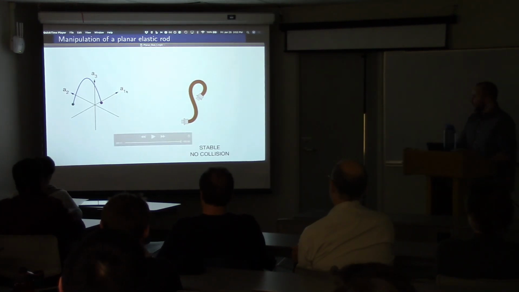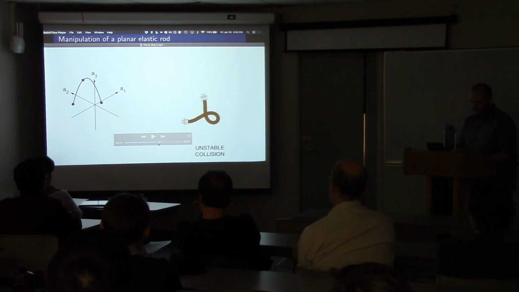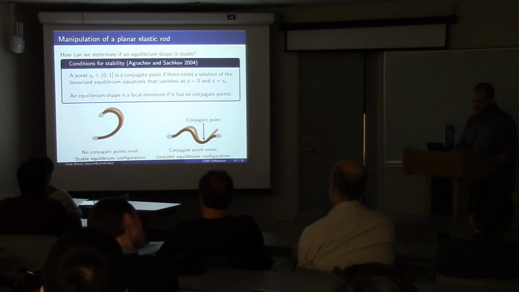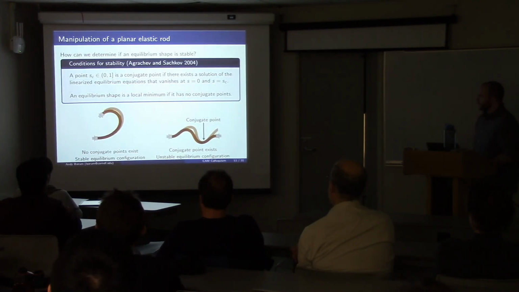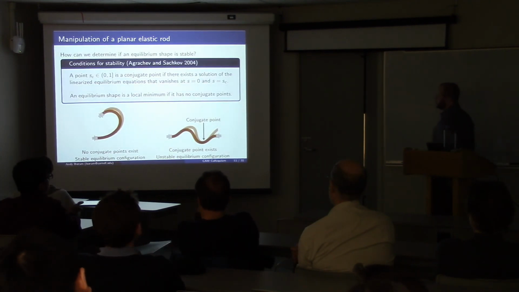So now we just need to figure out how to avoid instabilities and how to avoid self-collisions. Because halfway through this path here, we were both stable and we had an unstable when we had a collision. So let's talk about how we can avoid instabilities.